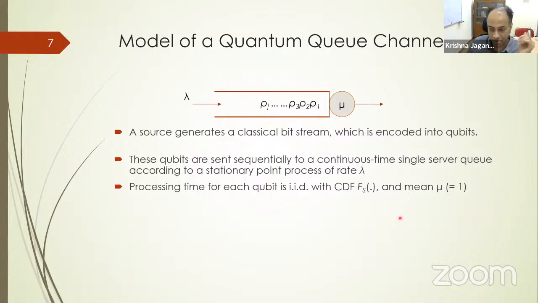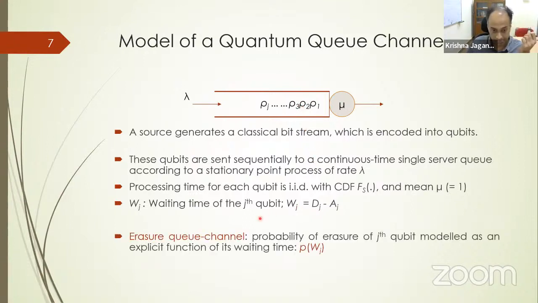In the context of the previous question, wj is the waiting time, the total time spent. I'm going to talk about it as the waiting time of the jth qubit. So dj is the departure time and aj is the arrival time of that particular qubit. So dj minus aj is the total time spent in this queue. That's wj, and I'm going to model the probability of erasure of any of these qubits as an explicit function of this waiting time wj. So for the erasure queue channel, the probability of erasure of the jth qubit is modeled as an explicit function p of wj. That goes back to what I said in the previous slide.